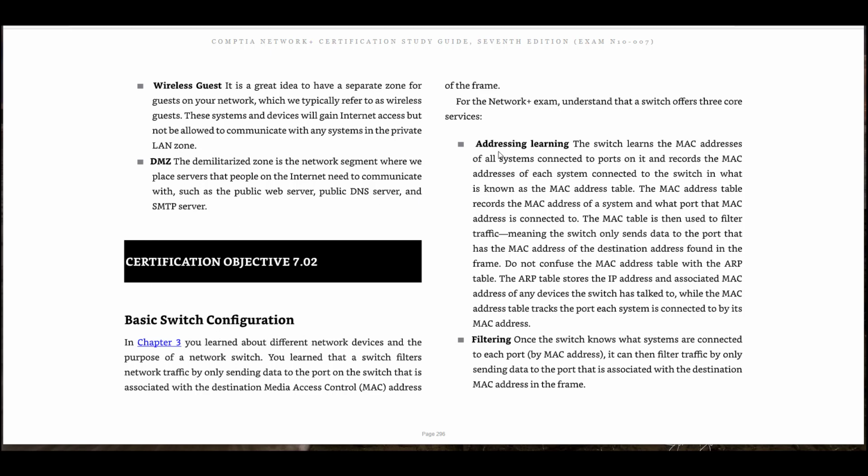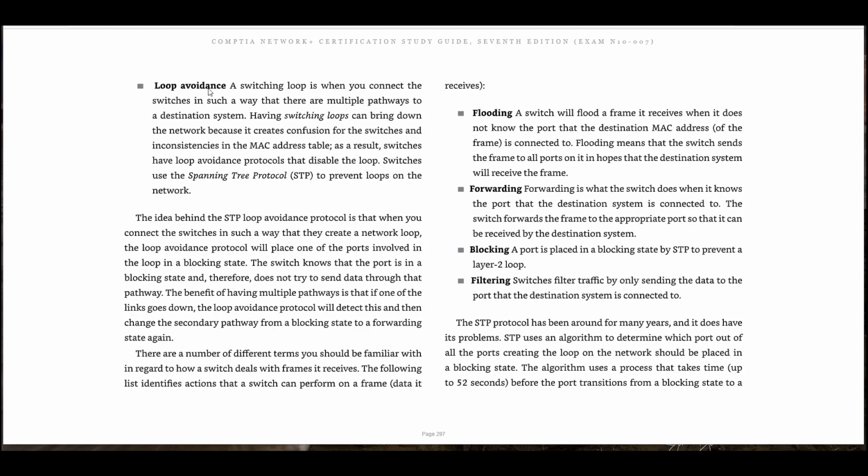And then the switch configuration, everything really looks similar to the routers. You have address learning, filtering. You have loop avoidance, where you don't want to get switching loops, which can bring down the network. So you want to try to avoid that. And switches use the spanning tree protocol to prevent these loops, so STP.